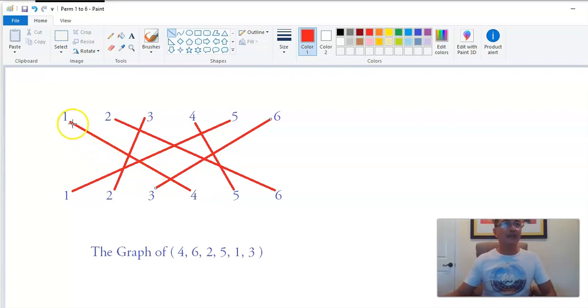So each of these intersection points is actually a representative of an inversion. For example, here we have an intersection point, and it happens because 4 is in the first component and 3 is in the sixth component. And 4 is bigger than 3. So that is this intersection point over here.